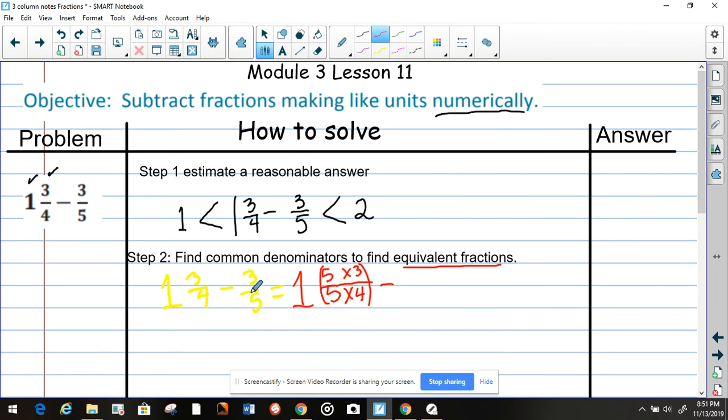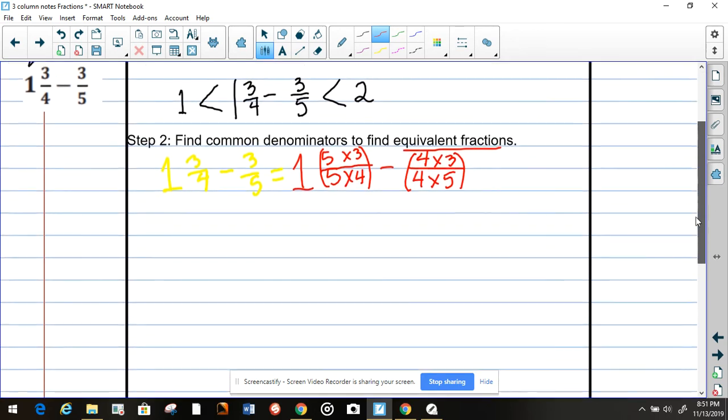Now we're going to multiply this fraction by the opposite denominator, which is 4. So 4 times 5 will be the denominator, and the numerator is going to be 4 times 3. This will yield our equivalent fraction that we need. So we're going to rewrite the 1. This is going to be 5 times 3 equals 15, and 5 times 4 equals 20, minus 4 times 3 equals 12, and 4 times 5 equals 20.